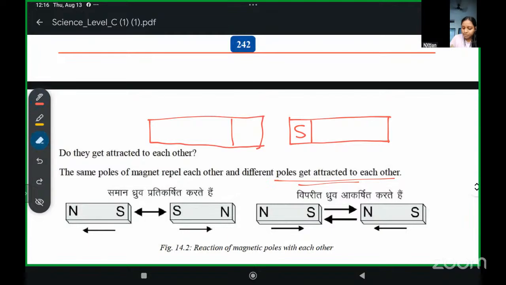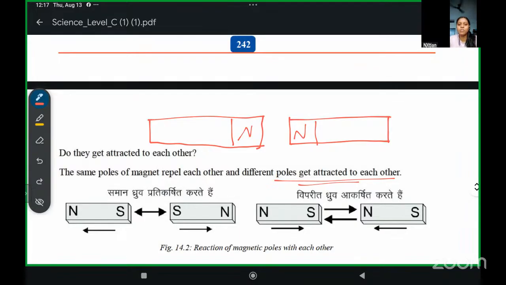But if I bring two same poles together, like south and south, they will repel. Or if I bring north and north together, they will also repel.